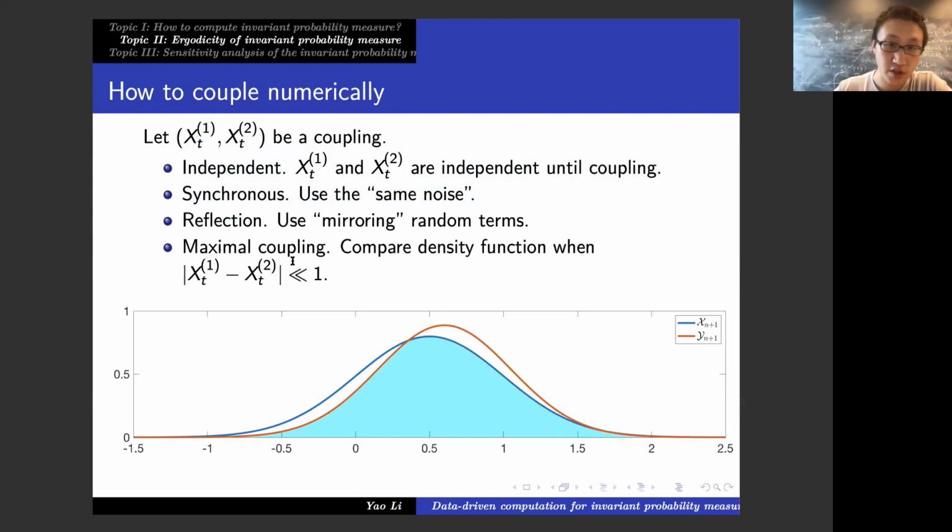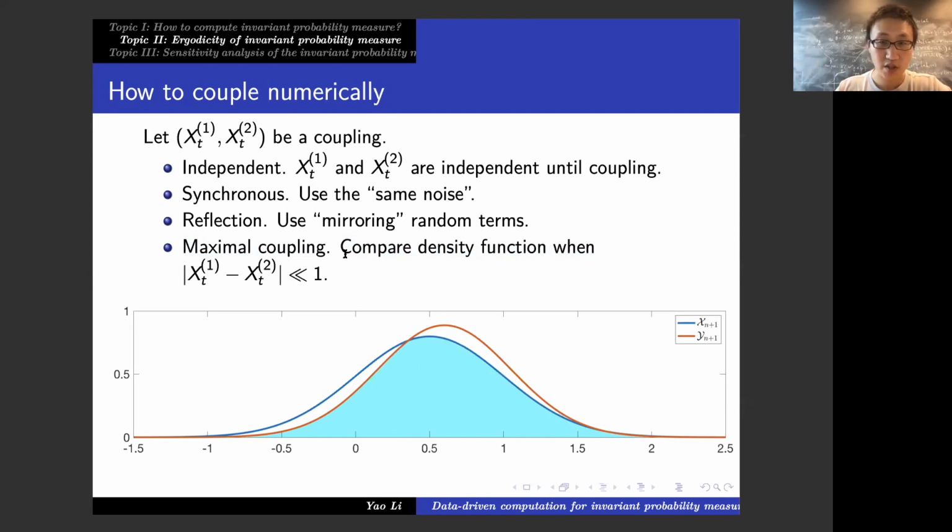What does this mean? Let's simply compare their density functions at the next step, and then we keep the common part. For example, we have the blue curve and the red curve, two density functions, and this edge part is in common. Then let me just couple them. So you have some maximum probability to couple at your next step.